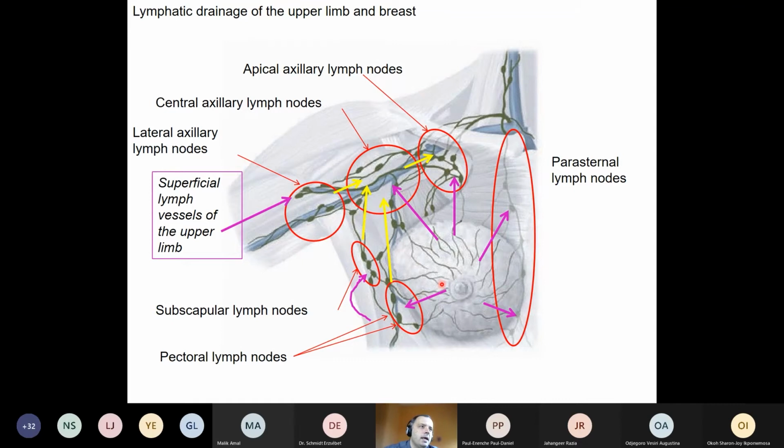This is a quite complex anatomical description, as you can see, but you have to study this for the exam. Also, one more remark: the lymph nodes down there in the pectoral lymph nodes may even communicate with the lymphatics of the abdominal cavity. So this is also not unimportant for the spreading of the disease.